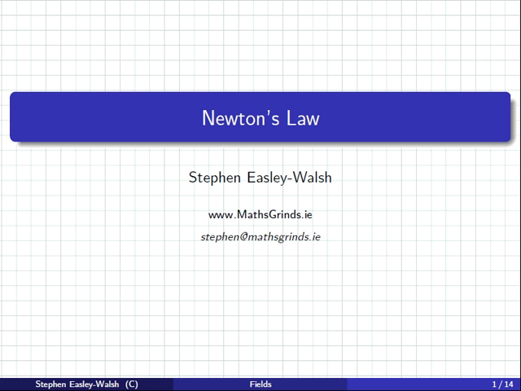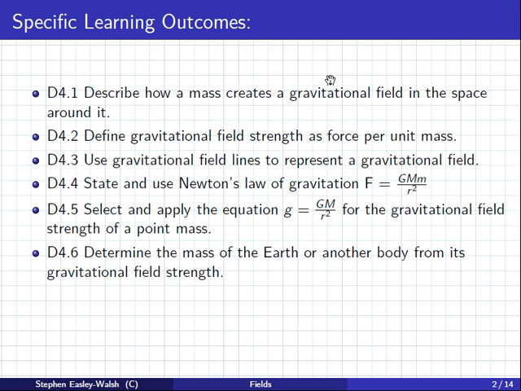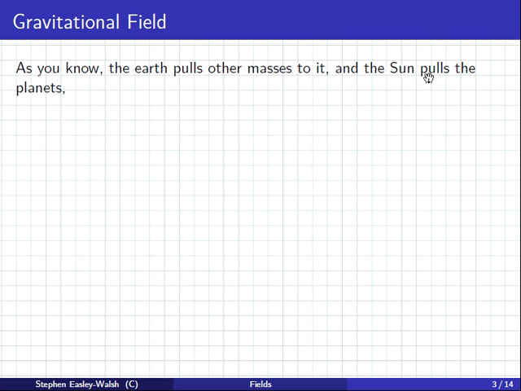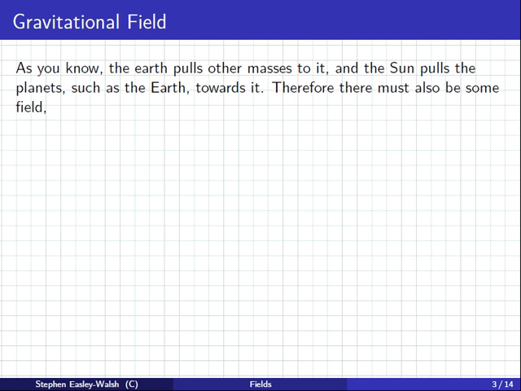Okay, so obviously this has nothing to do with the original tree. This is something else. Okay, so first things first. As you know, the Earth pulls other masses to it, and the Sun pulls the planets, such as the Earth, towards it. You know this. Obviously, you've known this since like elementary school.